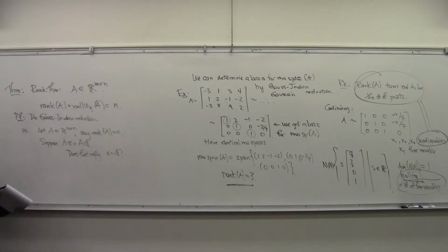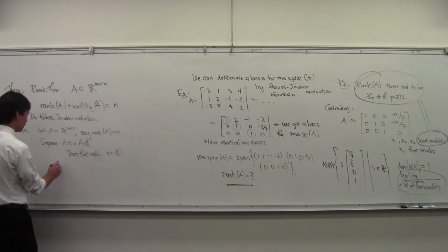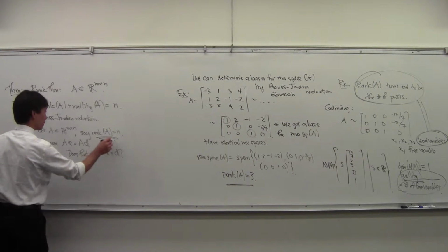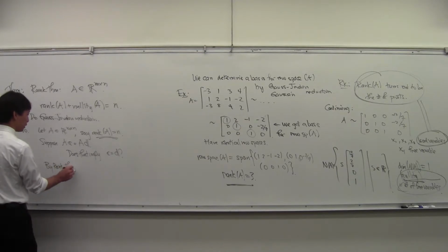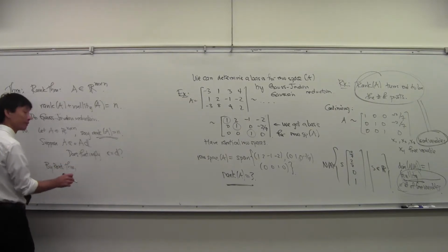Okay, anybody want to say something? I see some nodding heads. Reed, go ahead. So we said that if the rank plus the nullity equals n, and the rank also equals n, then the nullity equals 0, which means that A has to be invertible, so you can multiply both sides by A inverse.